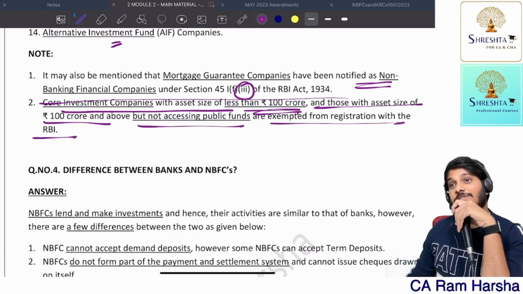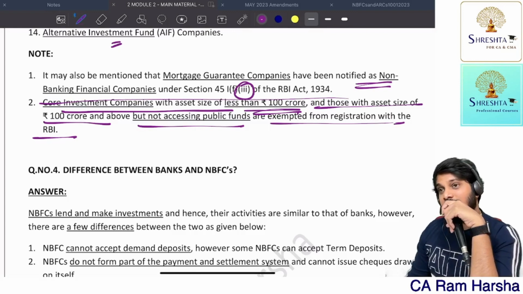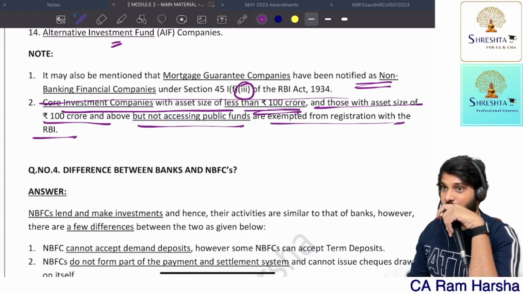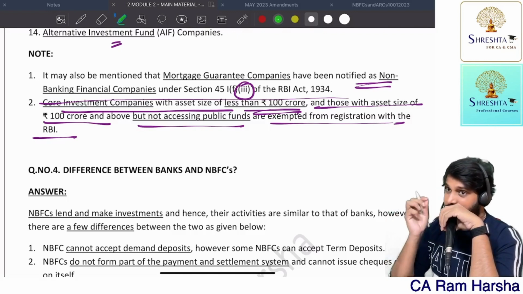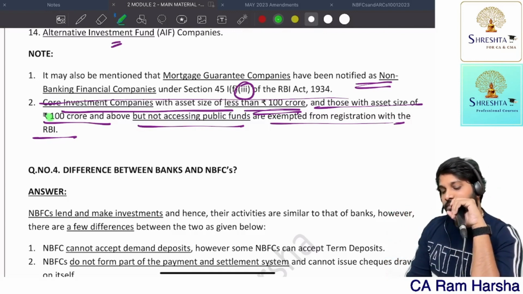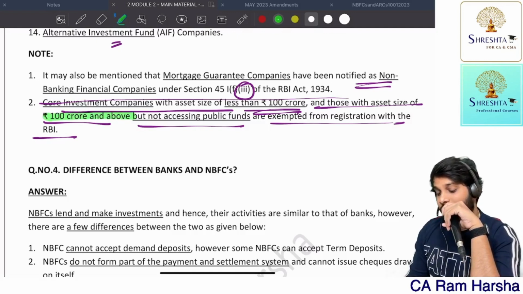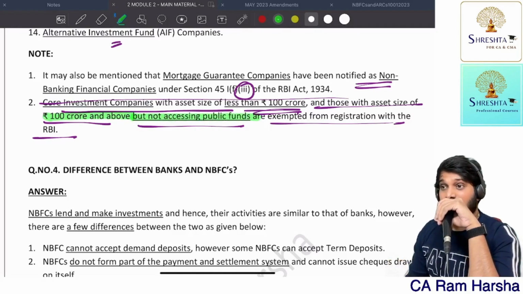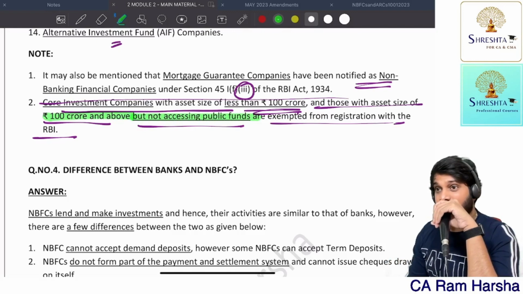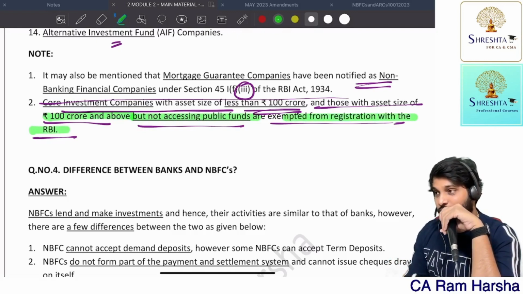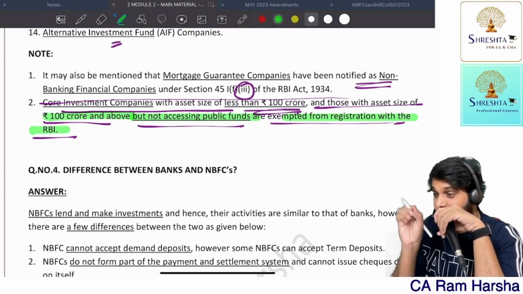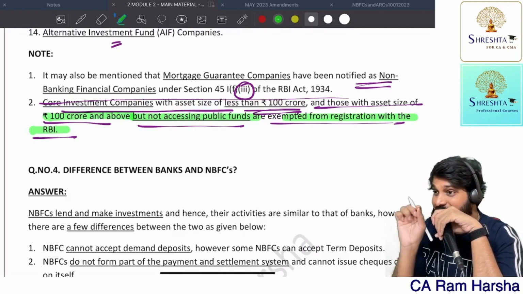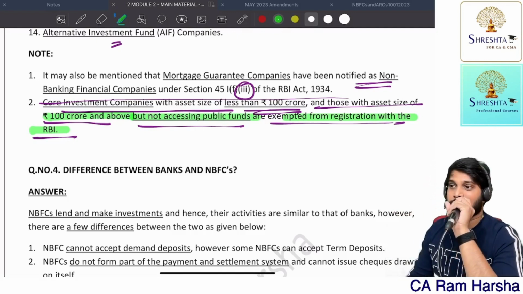One more additional point we learned. Core investment companies whose asset size is less than 100 crore are non-systematically important, which is exempted from NBFC. Not only that, through a note, RBI has given guidelines that even if the core investment company has 100 crore and above but does not have access to public funds, where public interest is not involved, they are also exempted from registration. Now, based on this, you need to clearly understand that RBI wants to regulate only those NBFCs where public interest is involved. Are you getting the point?